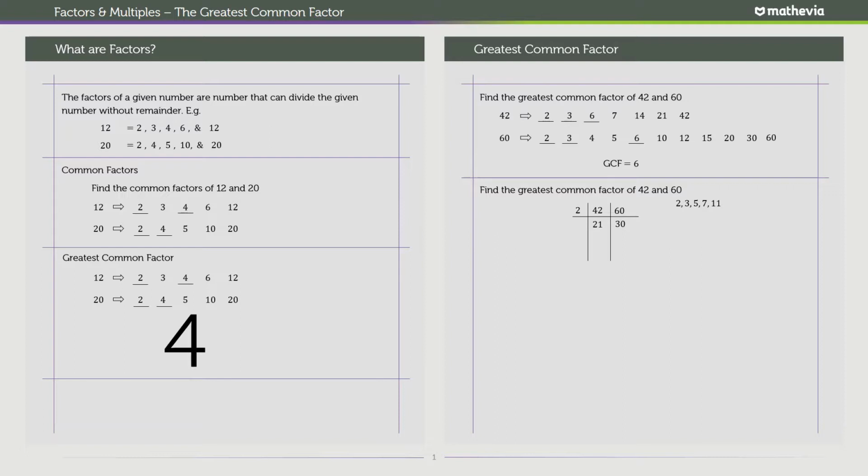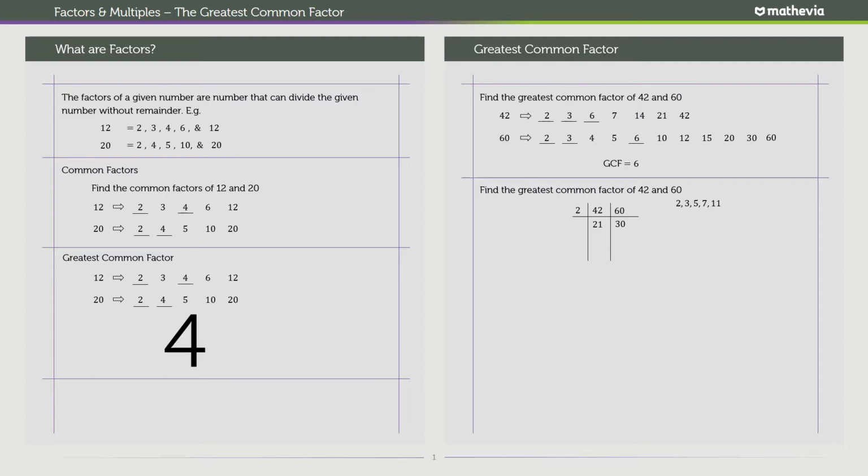Now, can we use 2 again? No, we can't use 2 again. Reason being, the prime number must divide both numbers. Now 2 can divide 30, but 2 can't divide 21, and for that reason in GCF we cannot use 2.